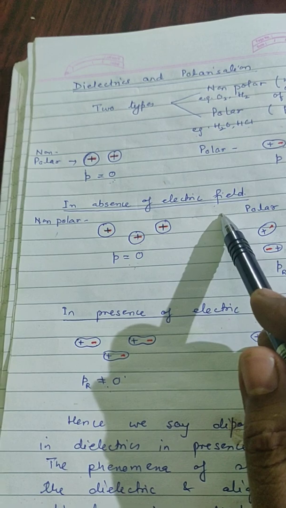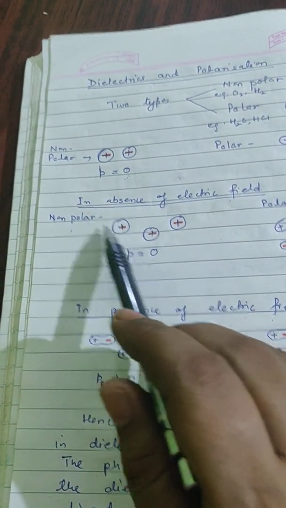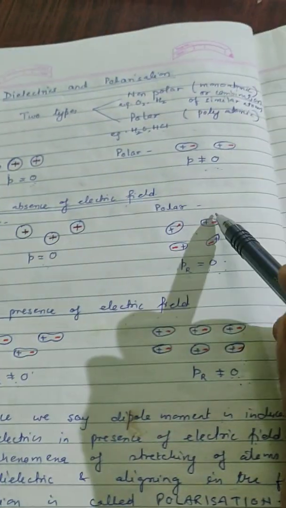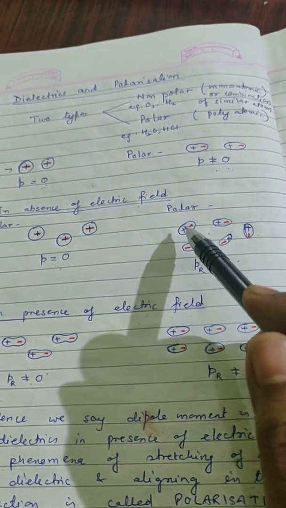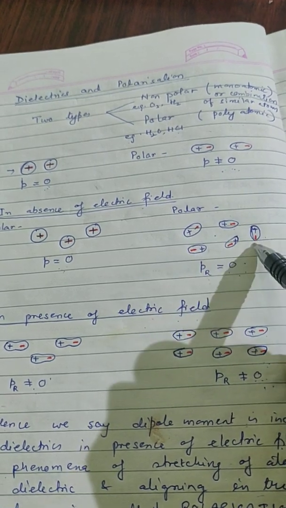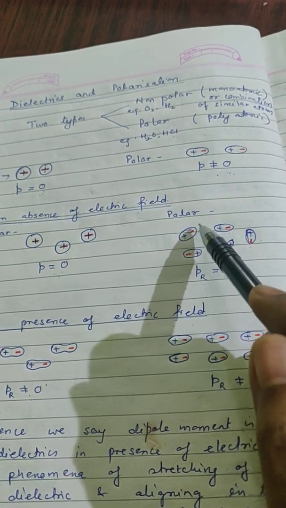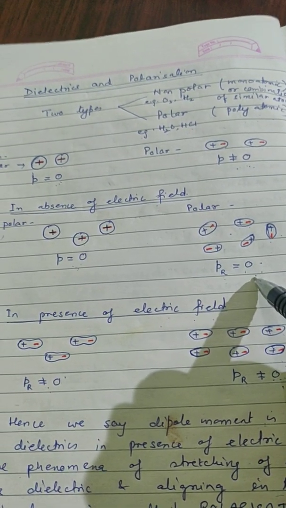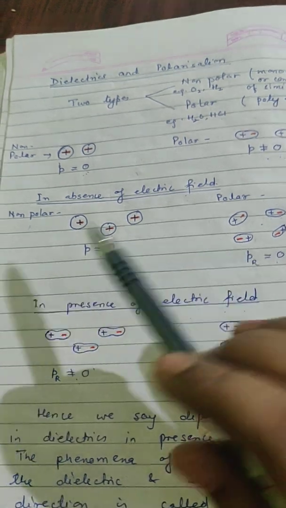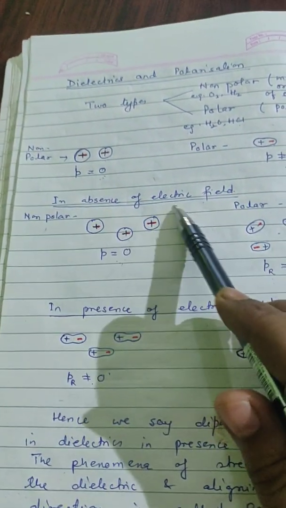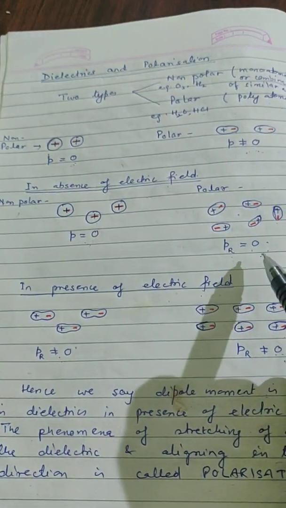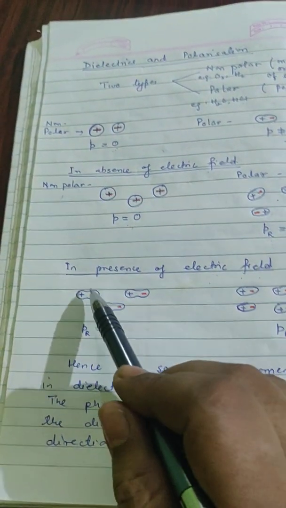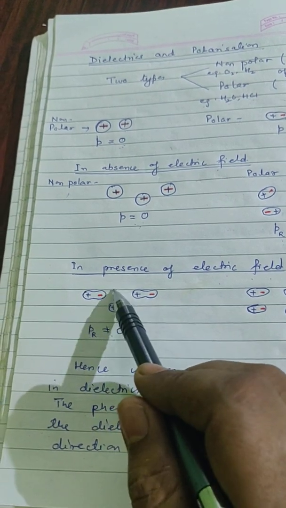So in absence of electric field, the non-polar dielectric atoms appear in this manner, their dipole moment being 0. And for the polar dielectrics, the individual dipole moments are not 0, but the molecules are so oriented randomly that the resultant dipole moment is 0. That means whether it's a polar dielectric or a non-polar dielectric, in absence of electric field, the dipole moment remains 0.